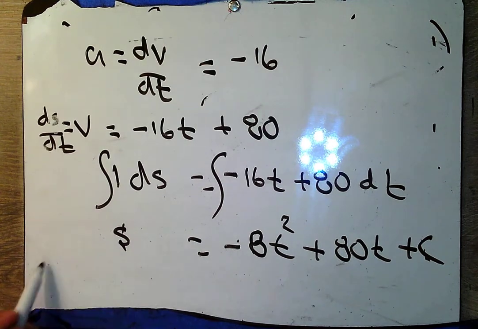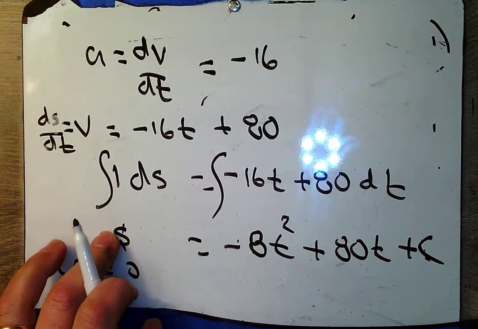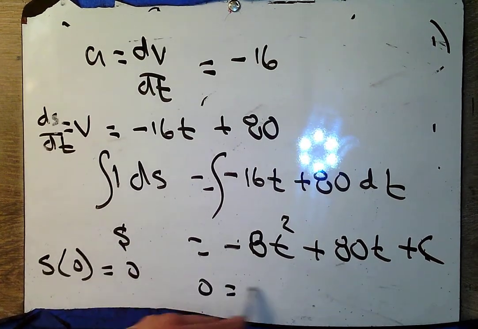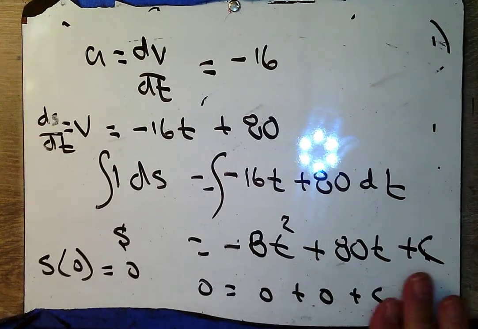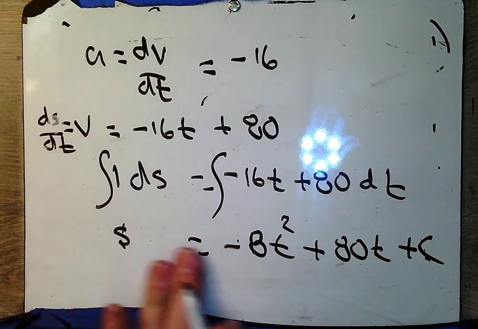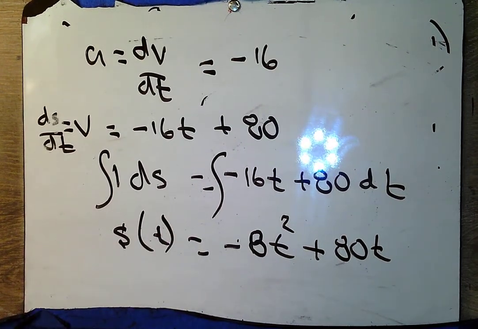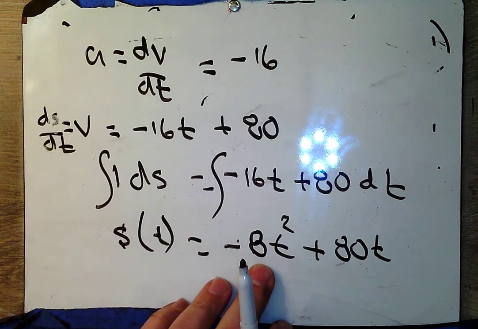And we were given an initial condition here. We were told that s of 0 is 0. So if I plug a 0 in here and I plug a 0 in here, I can find c. 0 equals 0 plus 0 plus c. And I'm guessing that c is 0. So what's our position equation? Well, this is our position equation right here. Okay, it's similar to, but not the same as Newton's falling object because this isn't Newton's falling object. This is you driving a car and hitting the brakes and coming to a stop in 5 seconds.